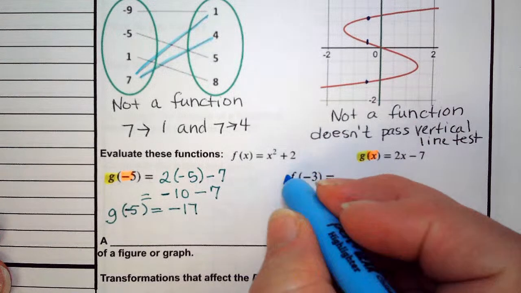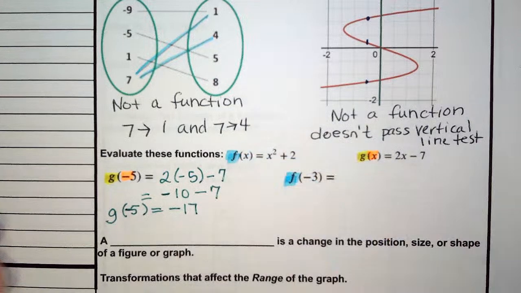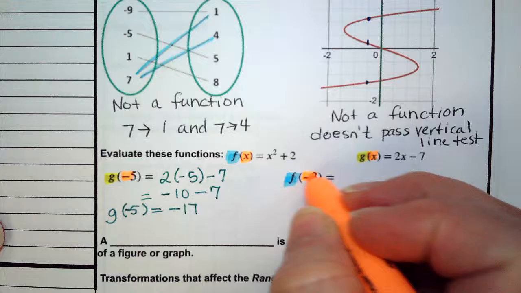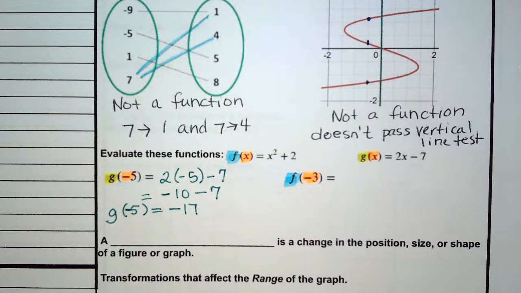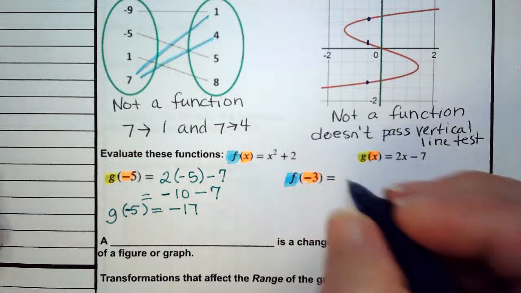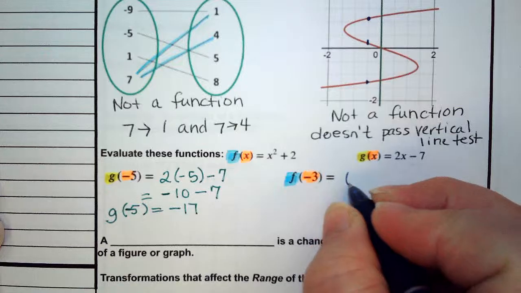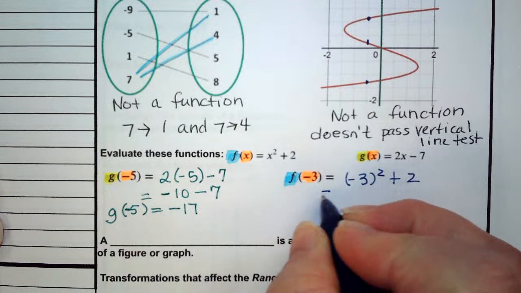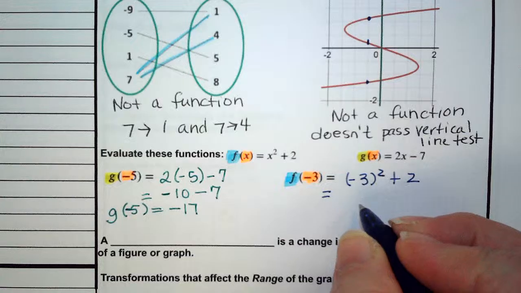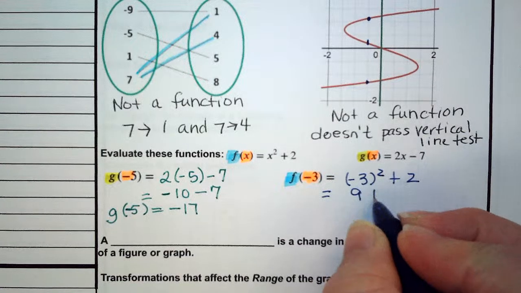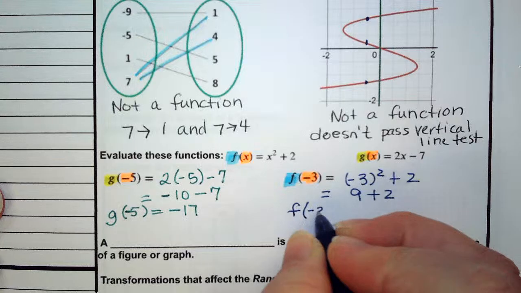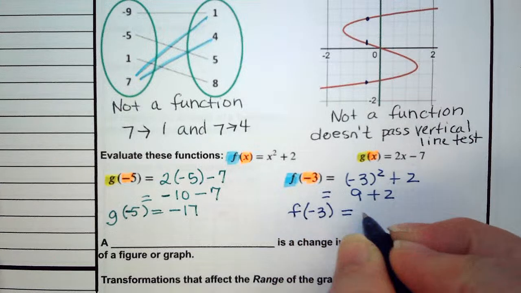Well, this time I have f. What's my x value? Well, my x value is -3. So, x squared, -3 squared plus 2. Okay, -3 times -3 is +9 plus 2. So when I take my function f and I use -3 for my x value, I get +11.